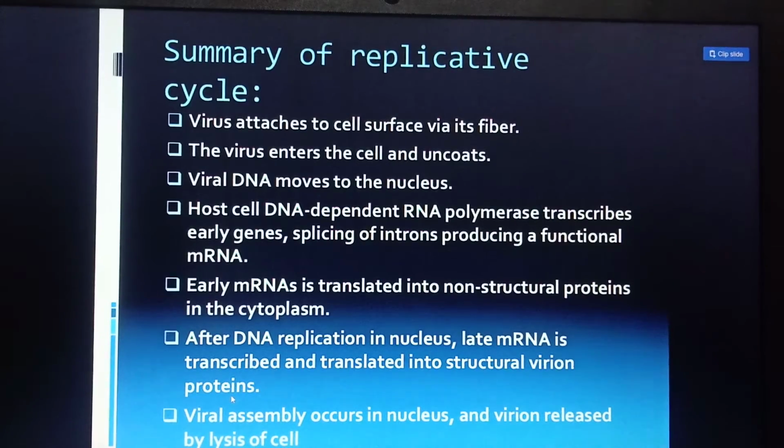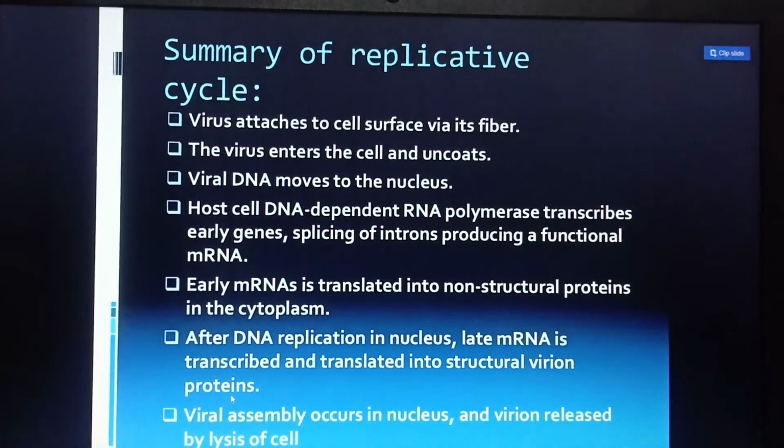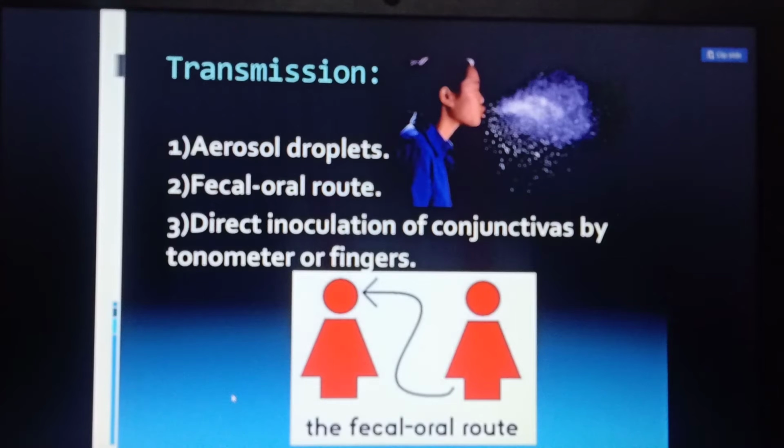So this messenger RNA is going to be translated into protein in the cytoplasm, and from there the virus is released. The viral infection is going to break down the cell structure. Okay, and how is it going to be transmitted? The first one is aerosol droplet.